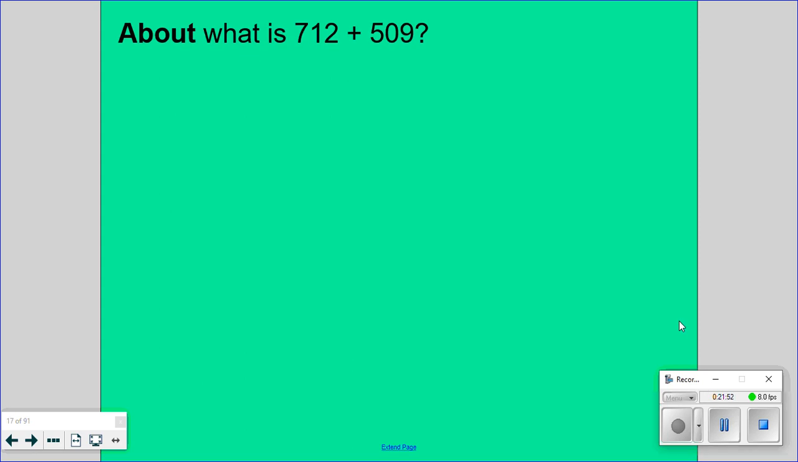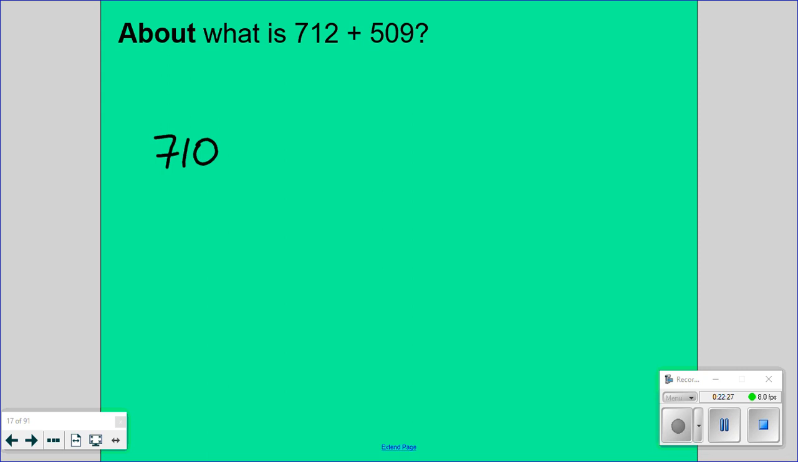Definitely going to want to estimate this one. 712 plus 509. Just get me a close to number. Cole, what friendly number did you use for 712? Because 712 is not a friendly number. I used 5. Is 5 close to 712? Oh, we need a friendly number that's close to 712. 710. All right. Cole used 710. That was a close to number.